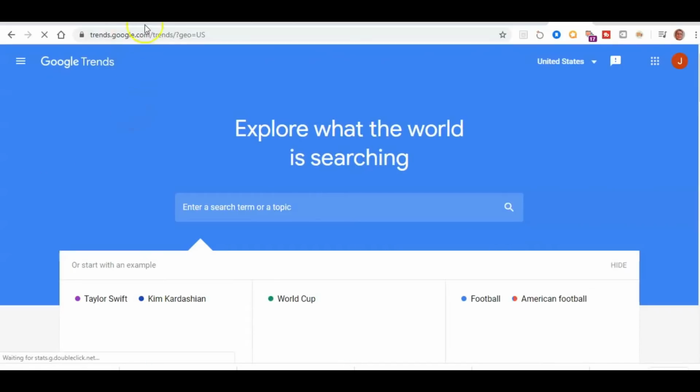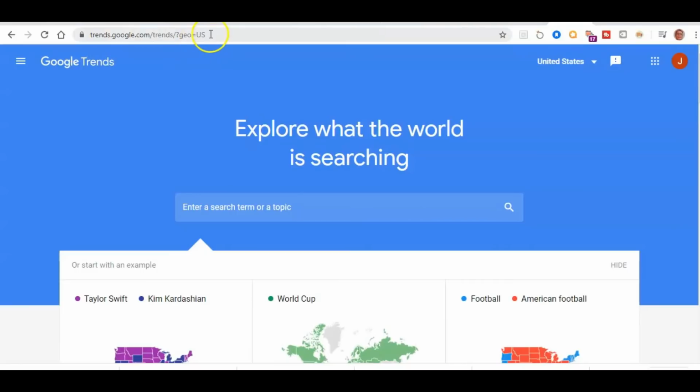And here we are on Google Trends. Just make a note of that link. Now it does say GOUS, which we can actually change. So I'm going to do it from the UK, and the results may come up slightly differently because I'm doing a UK search instead of a US search.